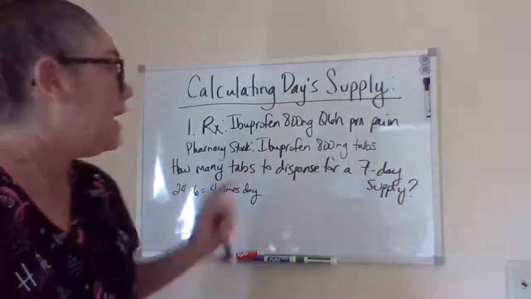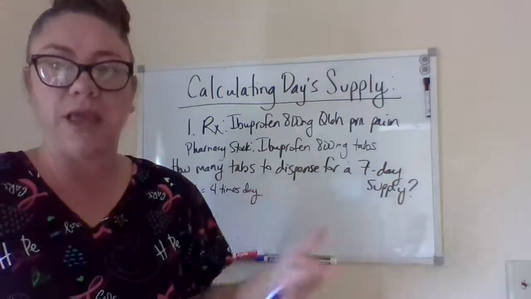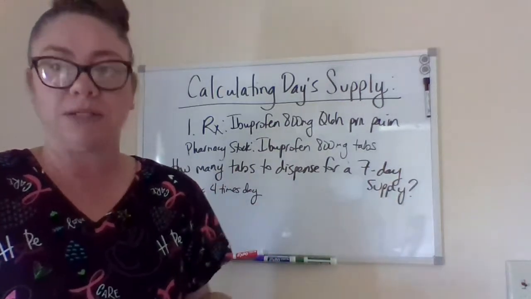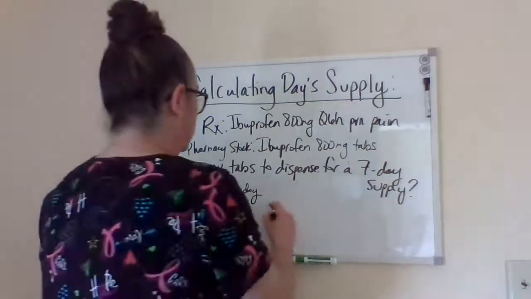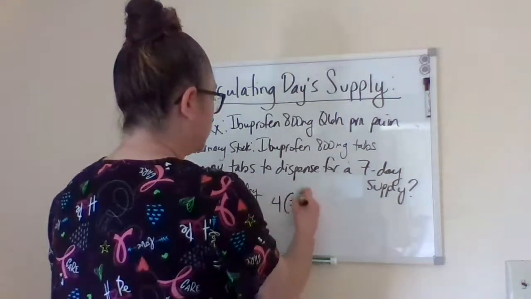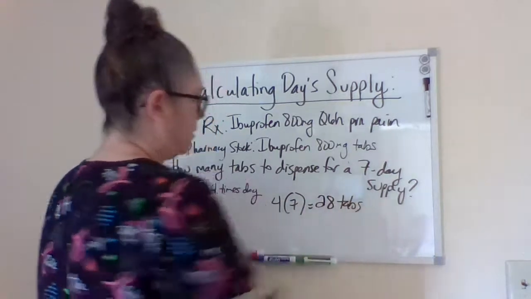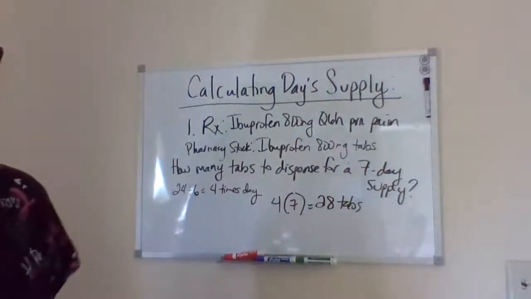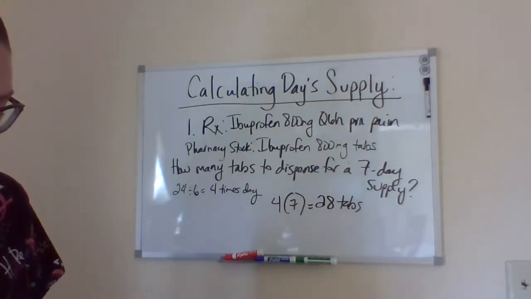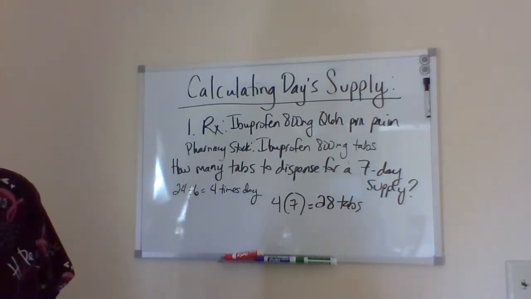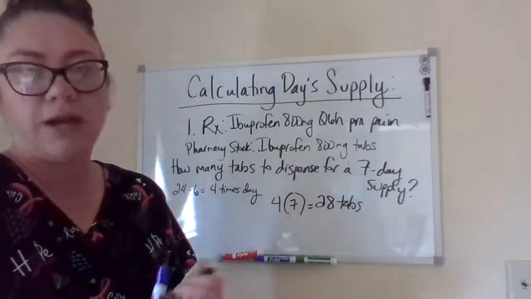a 7-day supply. If they take it every 6 hours, we always have to give them the maximum amount that they're allowed to take. If we shorten that, they won't have enough to get through. So 4 a day times 7 should give us 28 tablets. Again, they can take it 4 times a day, which means every 6 hours, times 7 days, and we would have to dispense 28 to get them through their entire course of therapy.